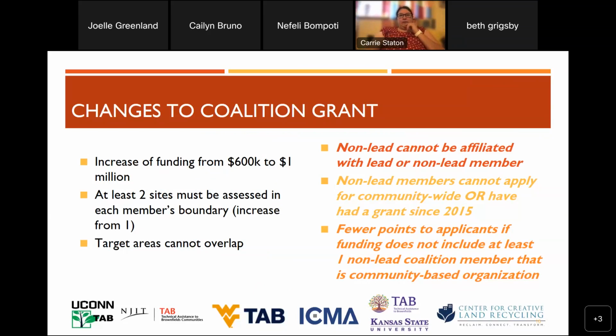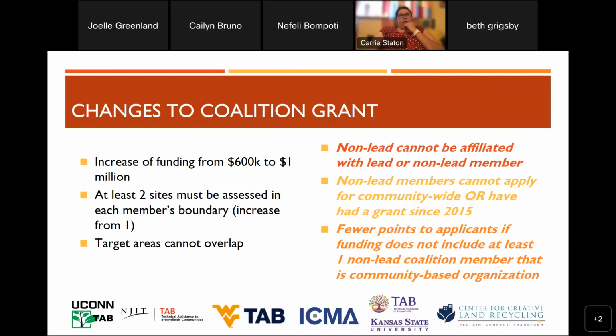Very key issues that I know I've been getting a lot of questions about in Region 3. A non-lead member cannot be affiliated with the lead member. So the way a coalition grant works, and you'll hear a lot more about this later, I think, is that there's a lead member and then there are a number of non-lead members that are signing on to that. The lead member is responsible for applying and ultimately submitting all the reports and works in coordination with a memorandum of understanding with the non-lead members. But your non-lead member cannot be affiliated with your lead.